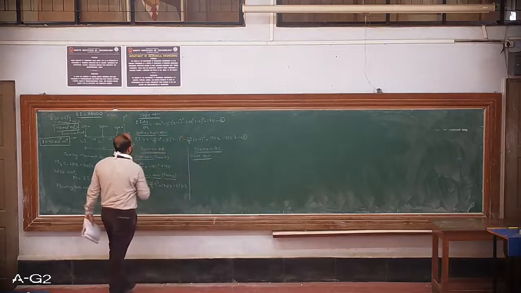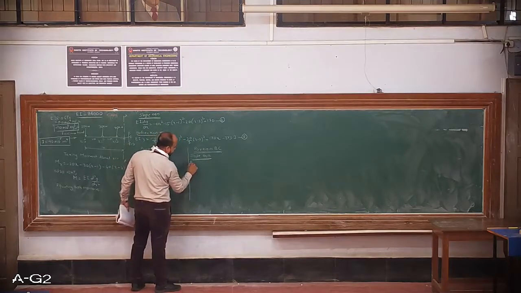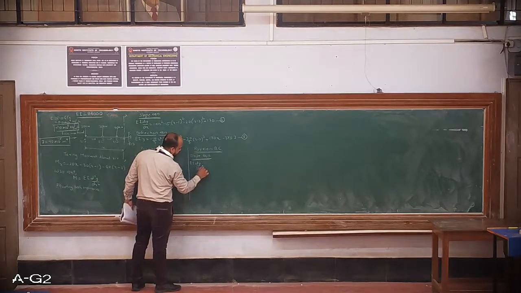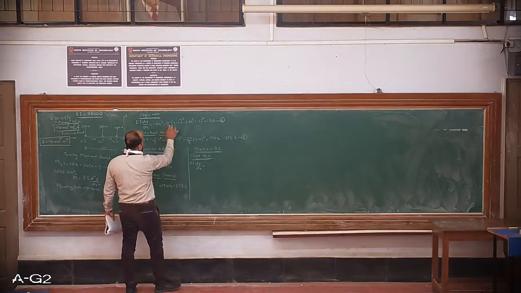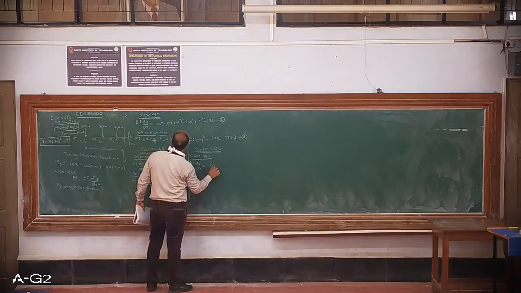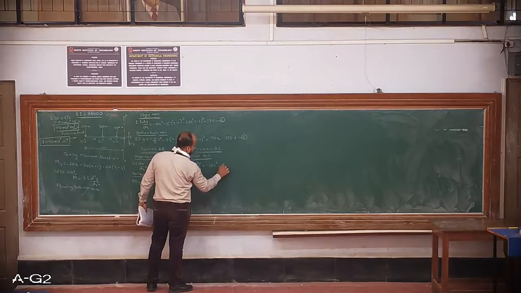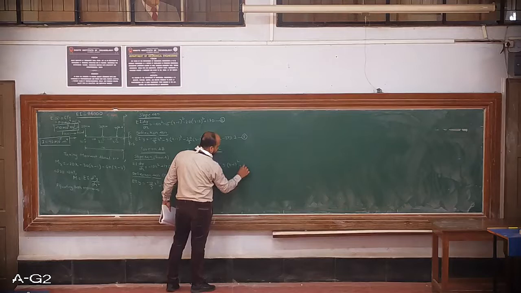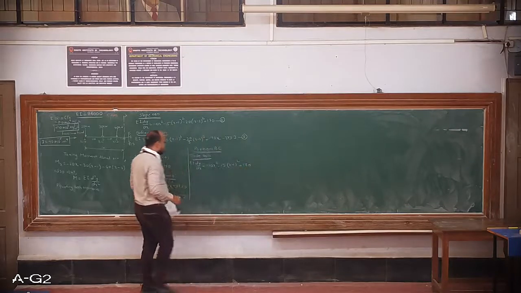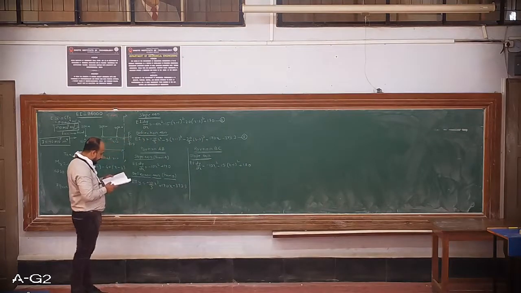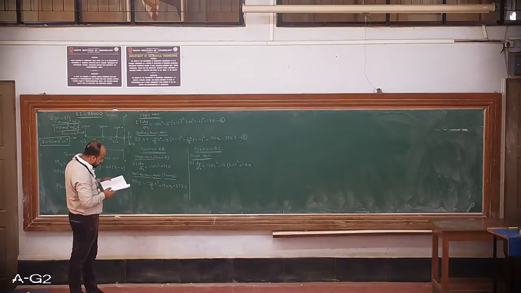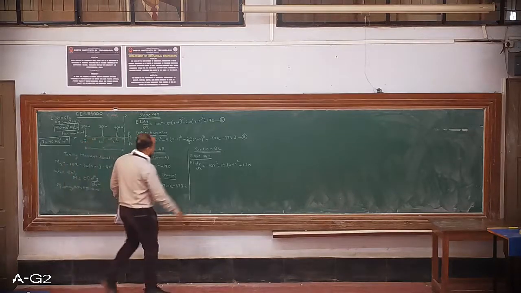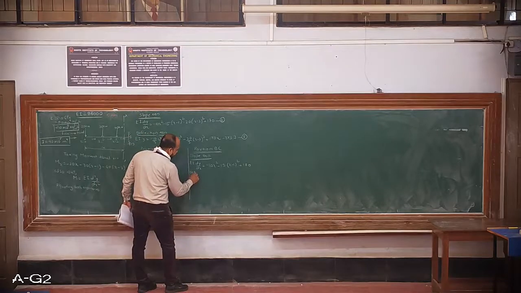From this, EI into dy by dx is as it is, due to the two loads. So minus 10 into x square, minus 15 into x minus 1 square, and a constant. The constant is 170. This is my slope equation. EI into dy by dx equals minus 10x square minus 15 into x minus 1 square plus 170. Then next is the deflection equation.